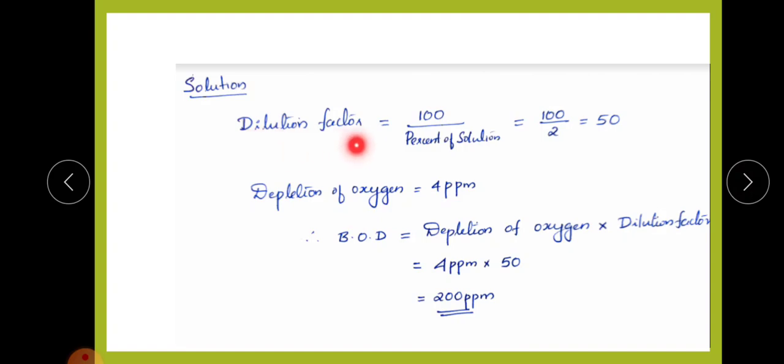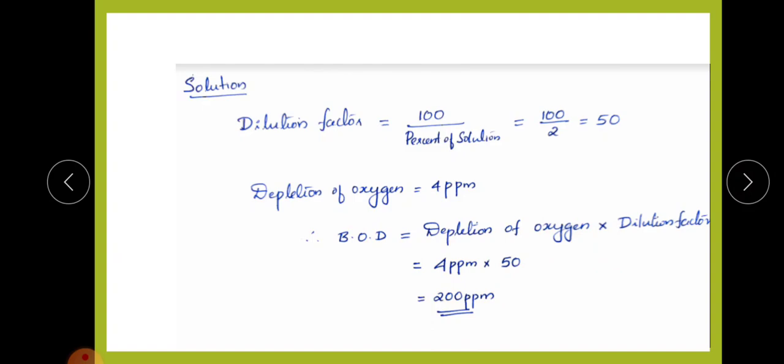A 2% solution of sewage means the dilution factor is equal to 100 divided by the percentage of solution. 2% means 2 ml of sewage in 100 ml of sample. That is the meaning of dilution factor if it is represented in percentage. 5% means 5 ml of sewage in 100 ml of diluted sample, so 100 by 5. Here for 2%, 100 by percentage of solution, 100 by 2, 50 is the dilution factor. Depletion of oxygen is directly given as 4 ppm. So BOD is equal to depletion of oxygen into dilution factor: 4 ppm into 50, that is 200 ppm or 200 milligram per liter is the BOD.